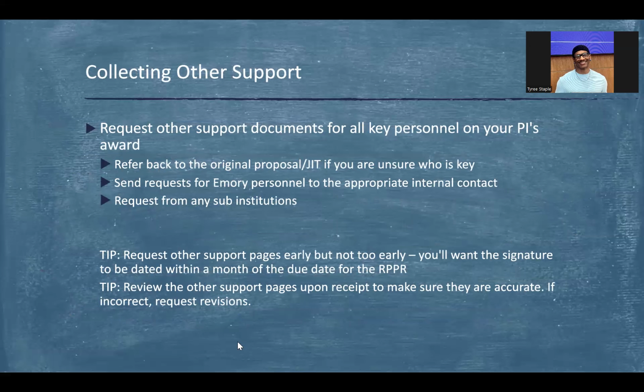So our practice here, as the research administration staff, is that we figure out who we need other support pages from. And then we send a request to the administrator responsible for that key person. If you're unsure who your key personnel are, I always recommend going back to your original proposal or your just in time to see. We send requests for all of those other support pages to the appropriate internal contact, and then we'll request from any sub institutions.